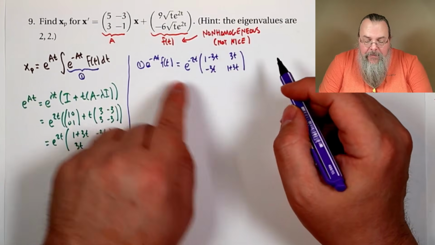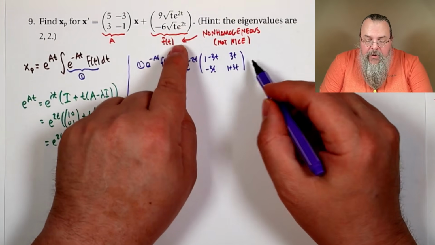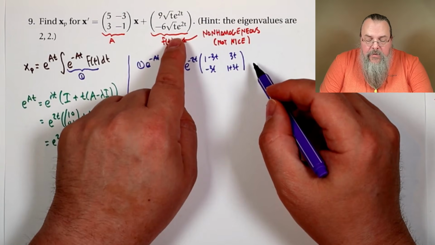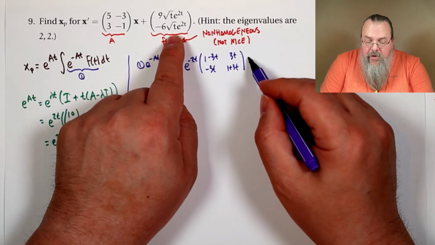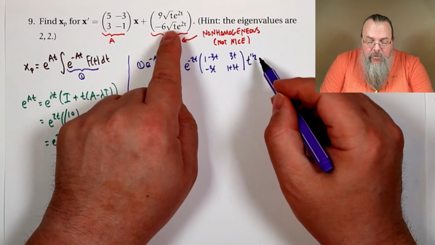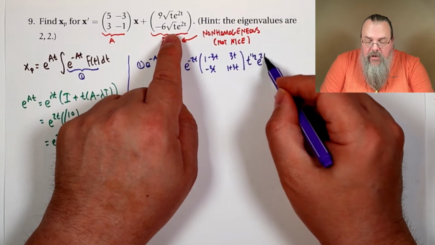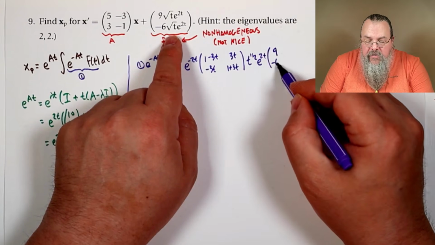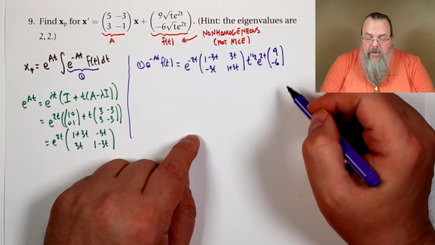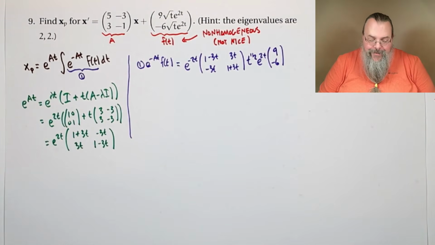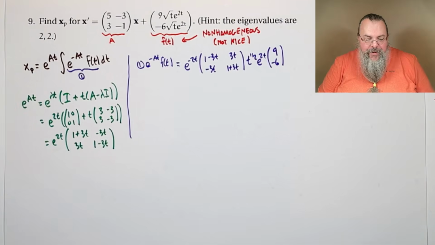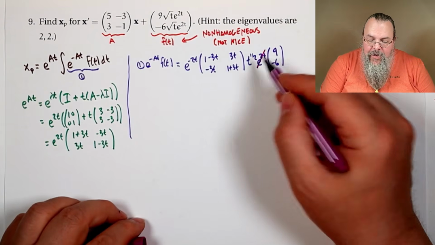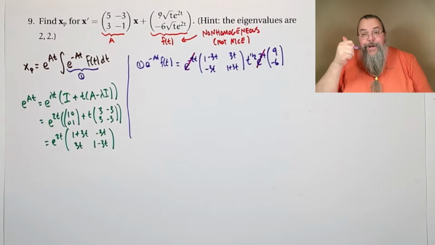Now, what about f of t? Well, let's go ahead and pull out anything common. What's common? Well, I'm going to pull out a t to the 1/2, square root of t, and an e to the 2t. And then we'll have a 9 and a minus 6. Now, you might notice something that will help simplify things really quickly. These cancel. Nice.